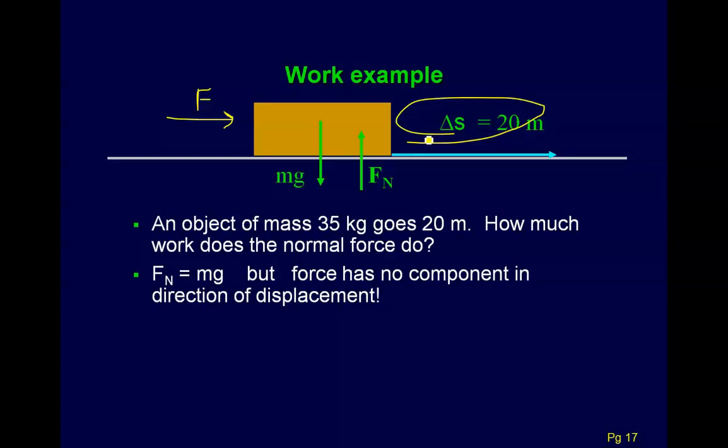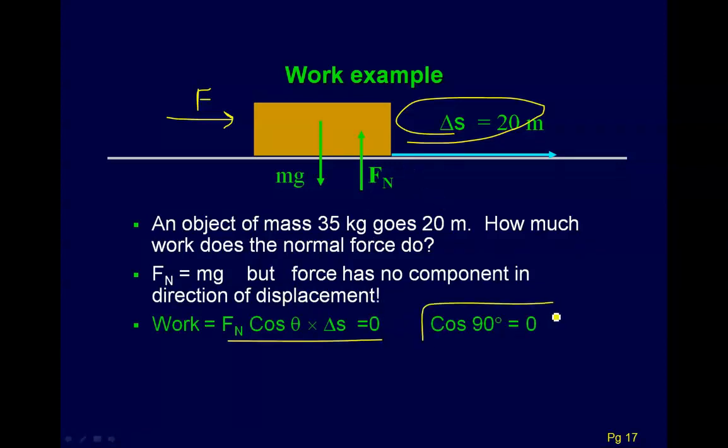Hopefully it makes sense that the normal force doesn't do any work. It's exactly 90 degrees to the motion, and so it doesn't do any work. We can actually test that with our new equation, because we know that the normal force and the displacement are 90 degrees apart. If we plug in cosine of 90, we get 0.